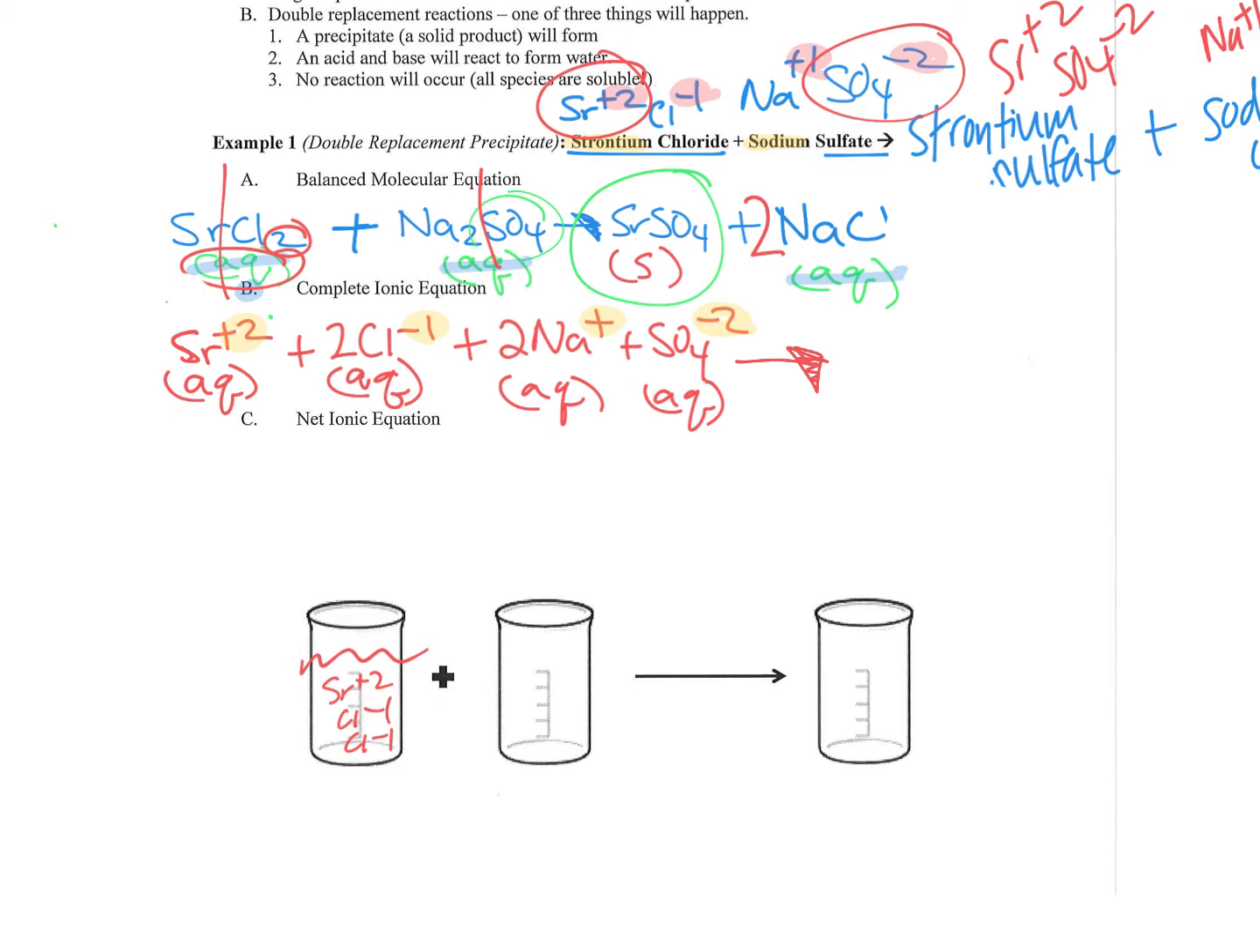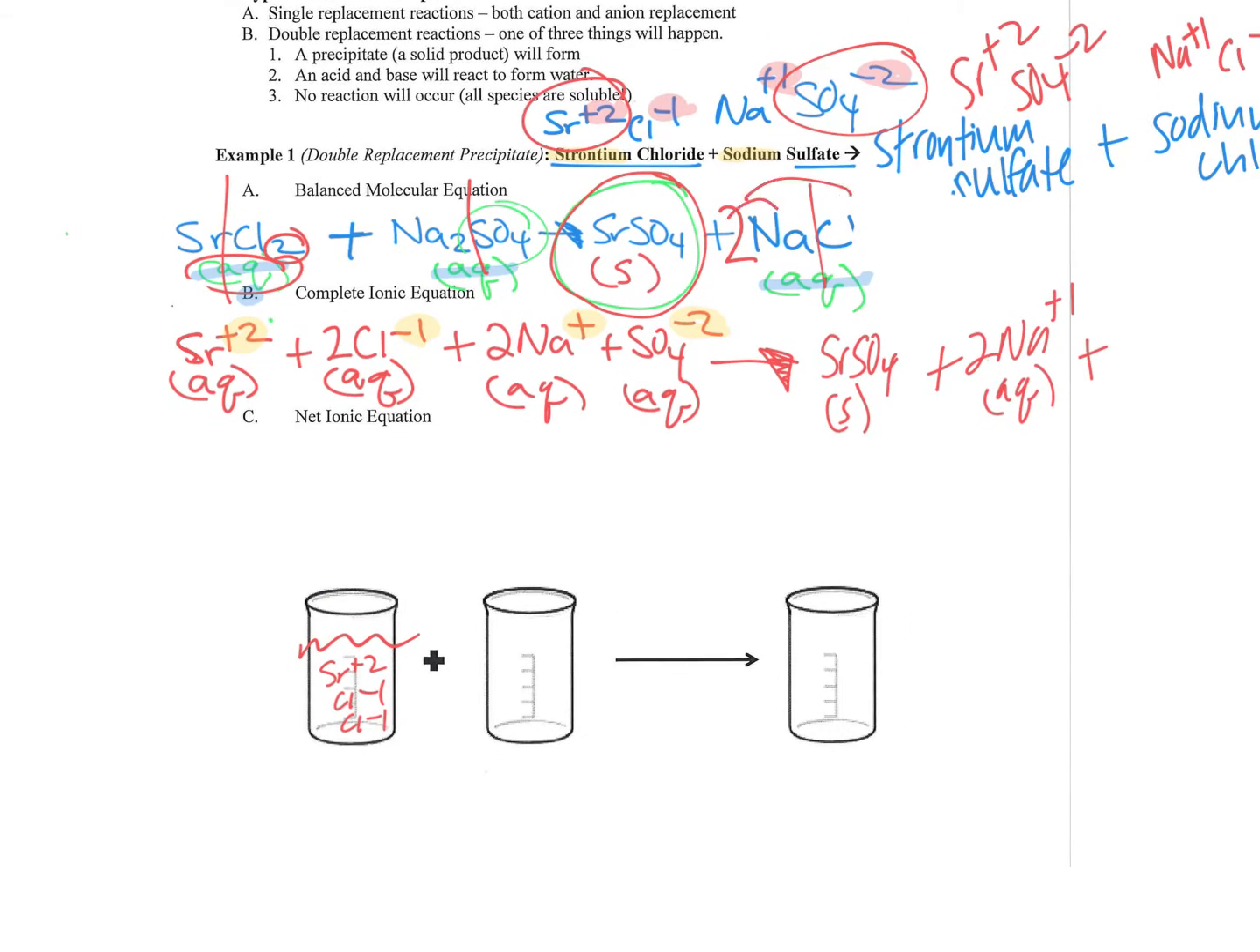And now on the product side, I am not going to split up the solid. I'm just going to rewrite it. So anytime you have a solid, liquid, or gas, that just stays together. And then sodium chloride is going to dissolve in water because it's aqueous. So I'm going to see 2 sodium ions. And that 2 distributes, so I'm going to see 2 chlorine ions.